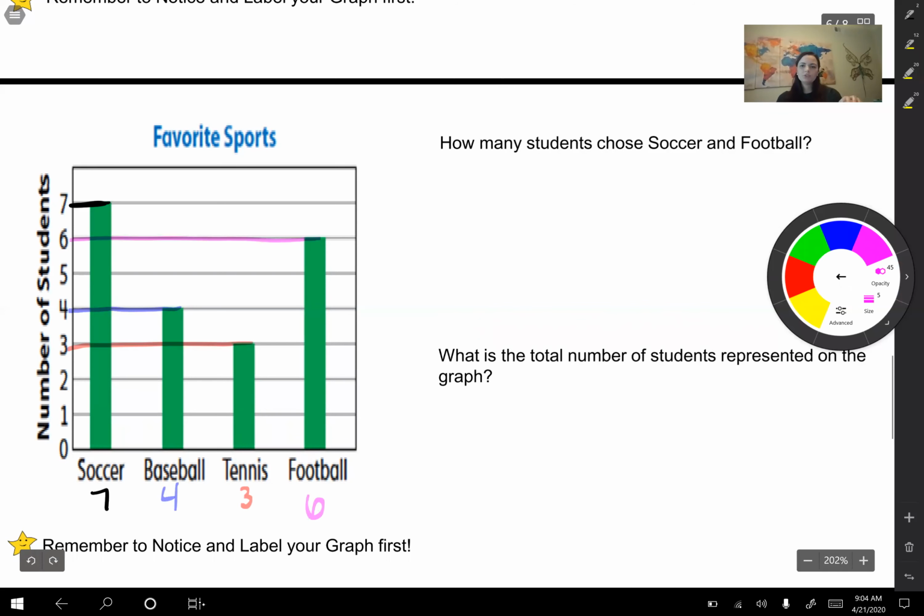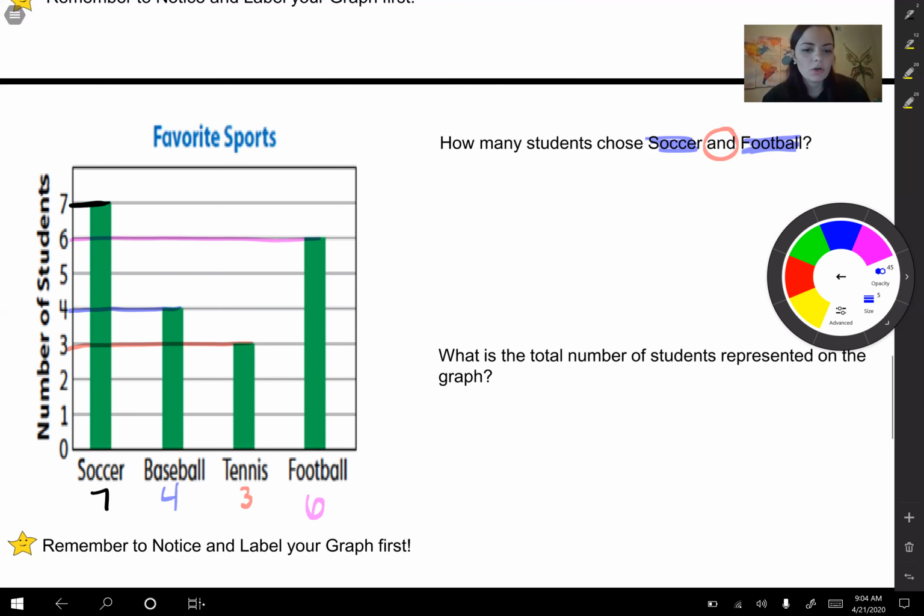How many students choose soccer and football? Okay, and I want you to think about it for a second. Do you think it's going to be adding or subtracting? Think about it. Okay, if you said adding, great job. So we are going to put them together, soccer and football.